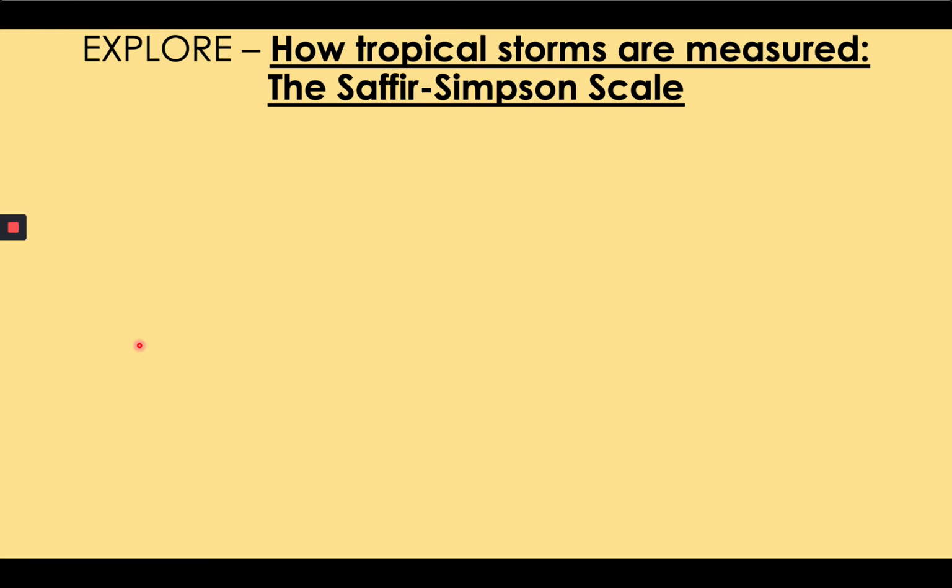So how are tropical storms measured? Well, they're measured using a scale called the Saffir-Simpson Scale, and it has 5 categories for them, where 1 is the weakest tropical storm and 5 is the most powerful. All tropical storms in history fall within these 5 categories. So let's start from the bottom.